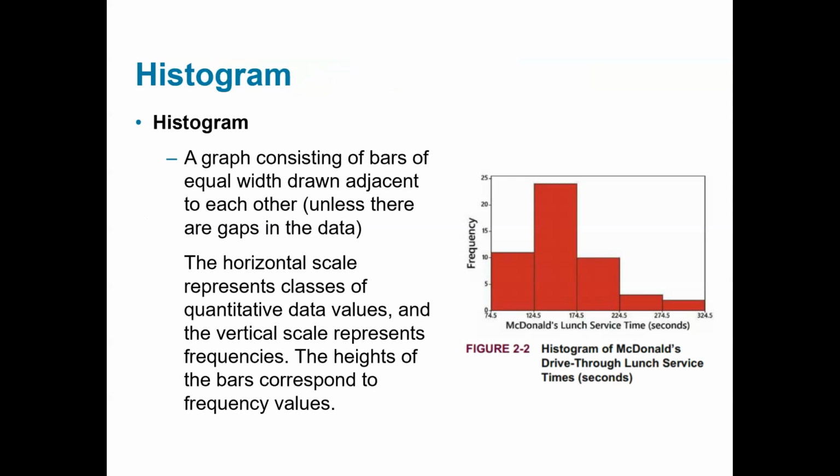A histogram is a graph that's very similar to a bar graph, but everything is equal width and adjacent, meaning there are no gaps between the bars unless there are gaps in the data. The horizontal scale, the scale on the bottom, represents the classes of quantitative values. We talked about the classes with the frequency distributions. And the vertical scale is the frequency, those tally marks, and the height of the bar is the frequency value.